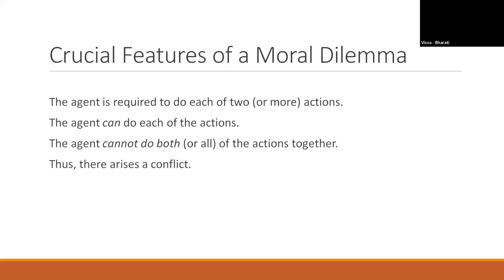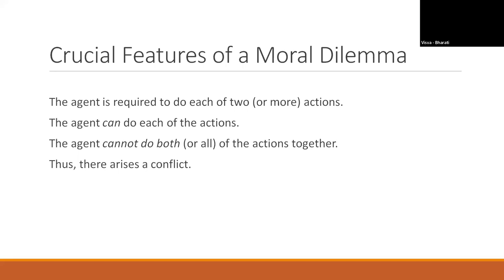Suppose I'm walking by the banks of a river. I find that a person is drowning in the river, and I find that another person is drowning in quicksand. So there are two options. I have to save this person or that person. Both are unknown to me. Now, if I do not know swimming, then I cannot save the person in the river. My dilemma is solved. So the second condition, after the first condition that more than one option has to be available to me, is that I have to be able to do both.